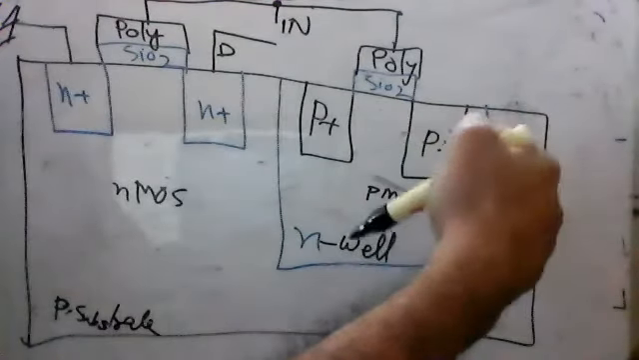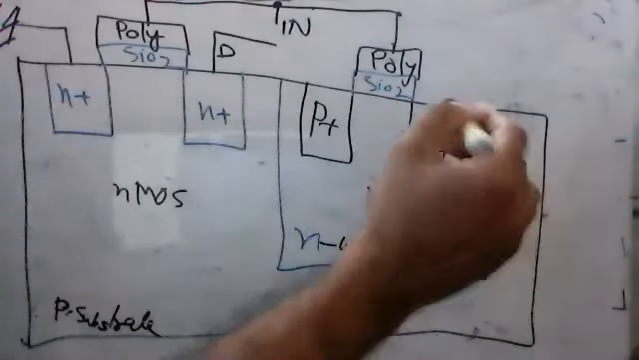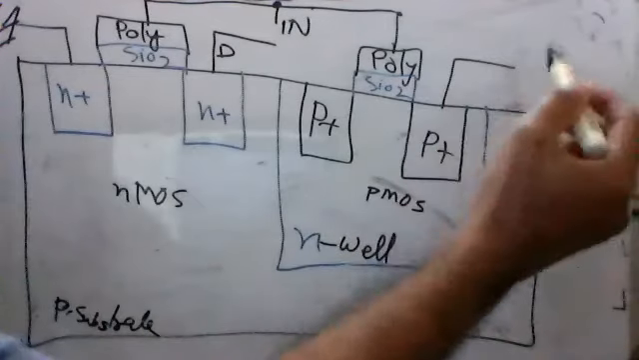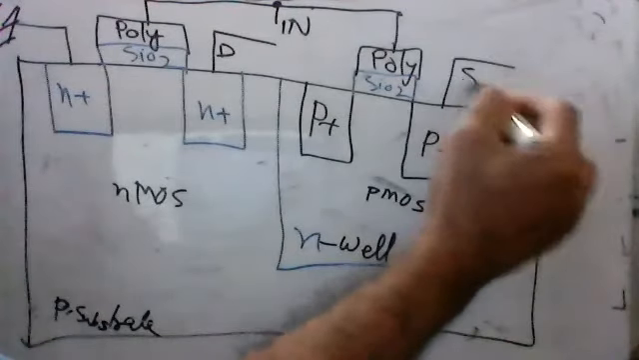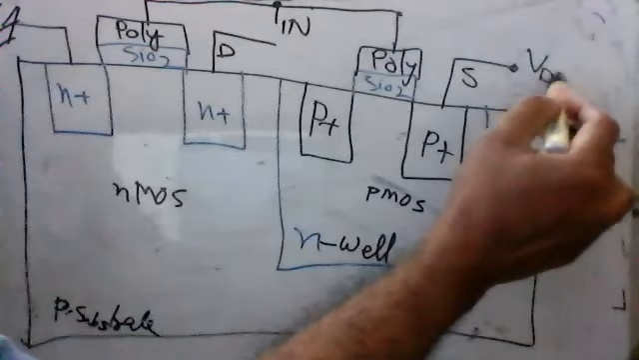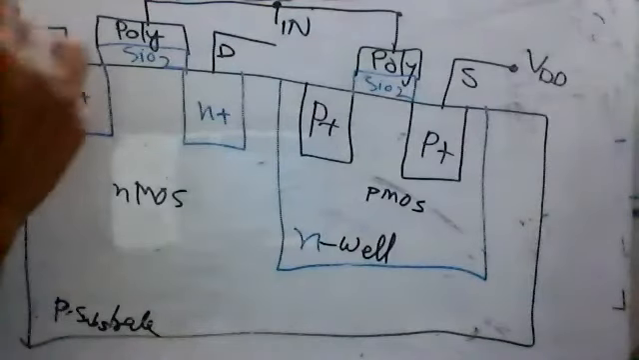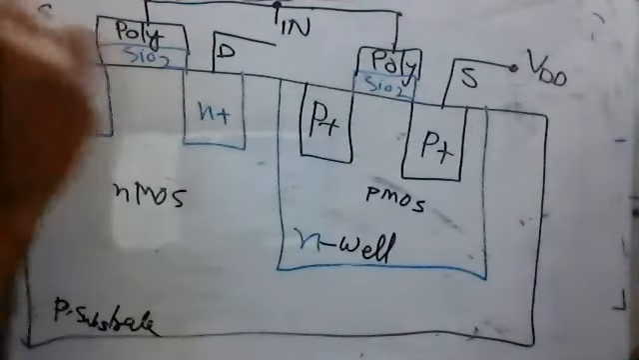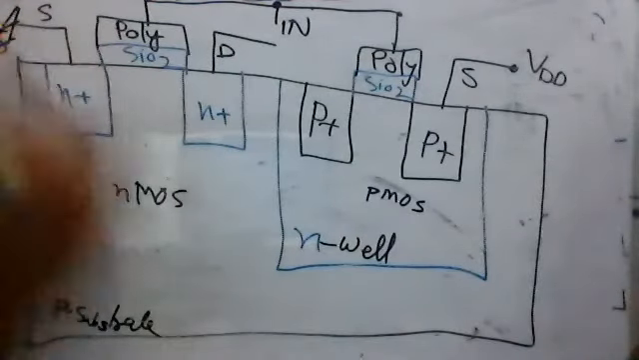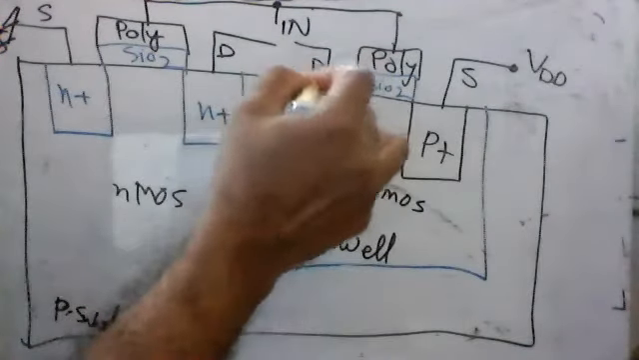And we know that the source for the PMOS is high voltage. So this one is a source, the source for the PMOS, and that will be VDD. And this one we call VSS. And this is the drain. This is the other drain, the drain for the PMOS.